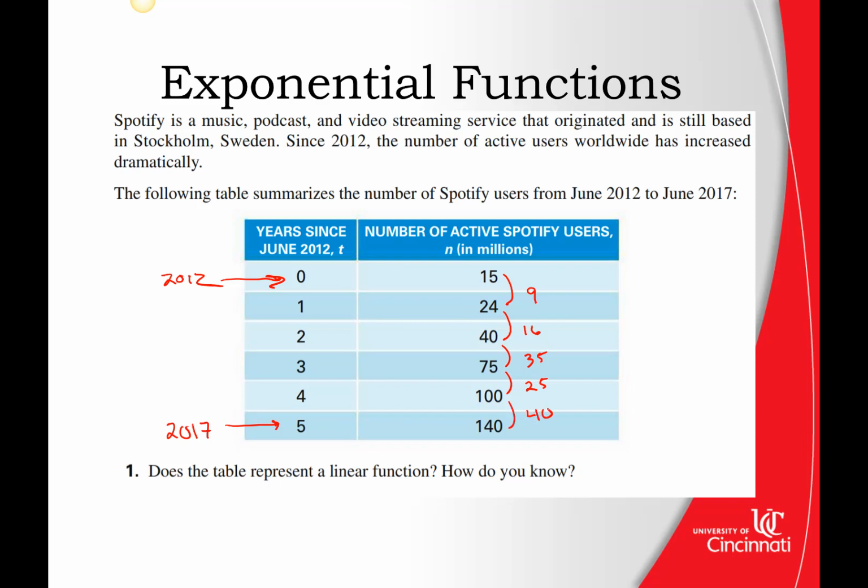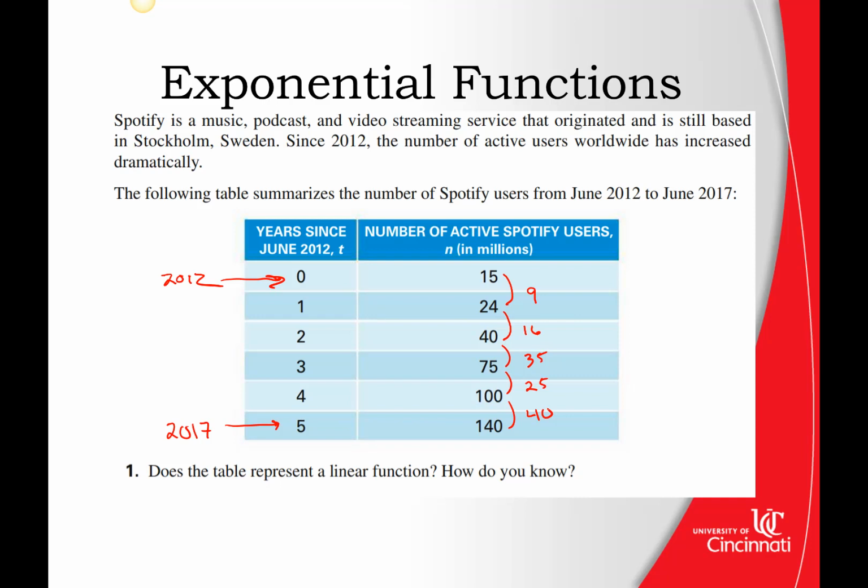If the growth at each step is basically the same amount, so if you looked at it, it was 3, 3, 3, 3, 3, or pretty close to 3, that would be an example of linear. In this case, other than the 25 there, it's going 9, 16, 35, 40.